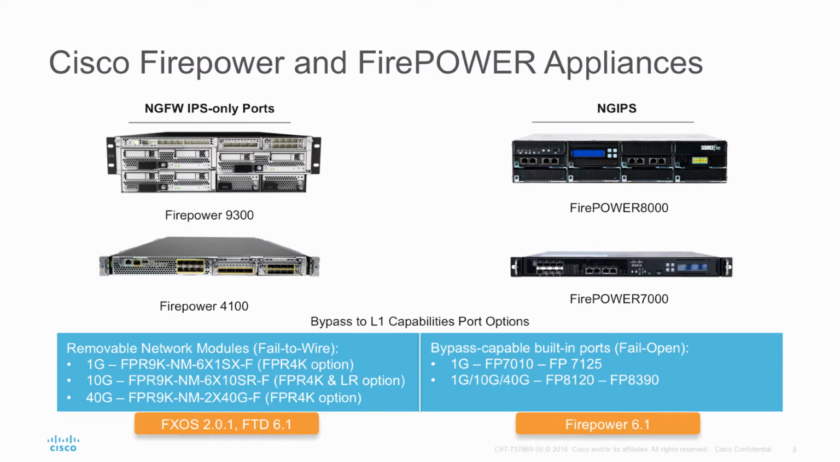Cisco has two types of appliances that can impose next generation IPS capability. On the left are the brand new appliances, the Firepower 9300 and 4100. They are Cisco next generation firewalls that have IPS-only ports capability. On the bottom you see network modules called fail-to-wire at 10 and 40 gig capability. On the right we have our SourceFire acquired Firepower 8K and 7K appliances that run only as NGIPS. On the bottom they have built-in ports that are capable of bypass. They're called fail-open and also at 10 and 40 gig capability.